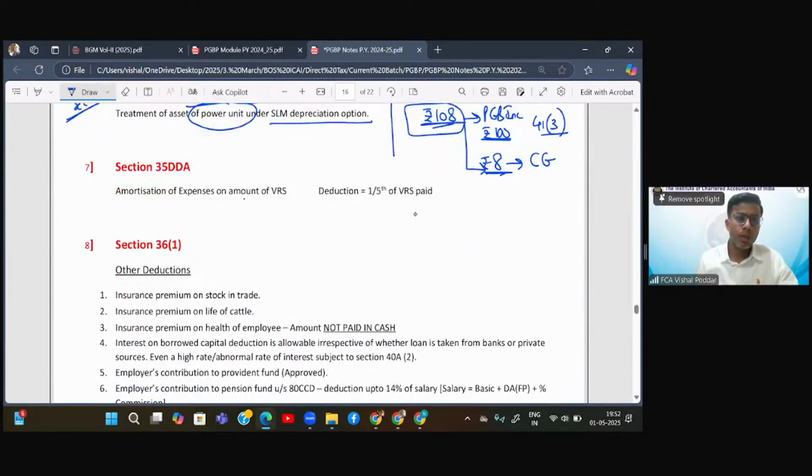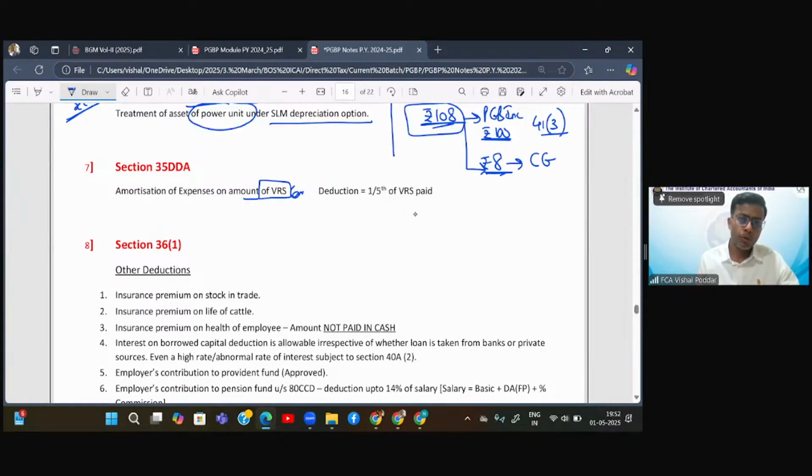Then, if you have given the VRS to your employees, VRS is voluntary retirement scheme. So, I want to reduce my workforce for any reason. Now, if I remove them without any reason, there can be labor problems. I may also have to pay them compensation under the Industrial Disputes Act. So instead of getting into all that trouble, what I decide is I enter into an agreement with them whereby I give them the option to leave the job voluntarily. And for that, I'm ready to pay them some compensation.